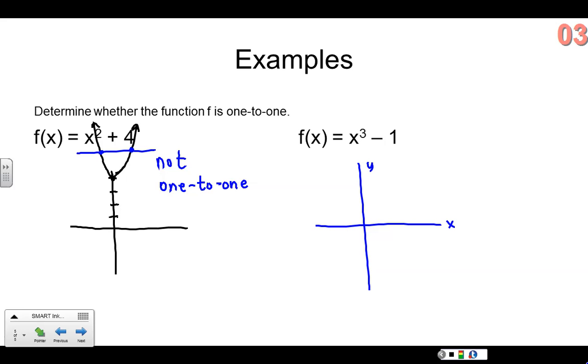x cubed minus 1, we know that is the Superman curve, shifted down 1 unit. Using the horizontal line test, we can tell that this is definitely a one-to-one function.